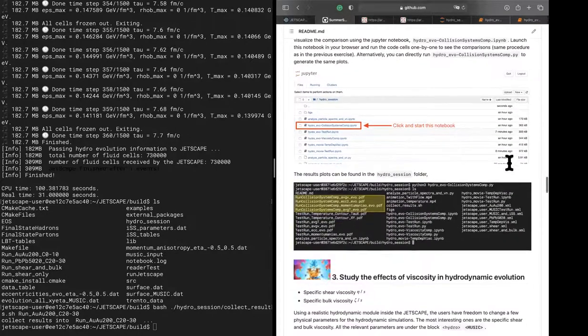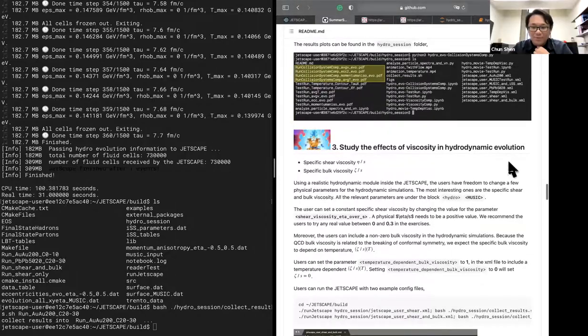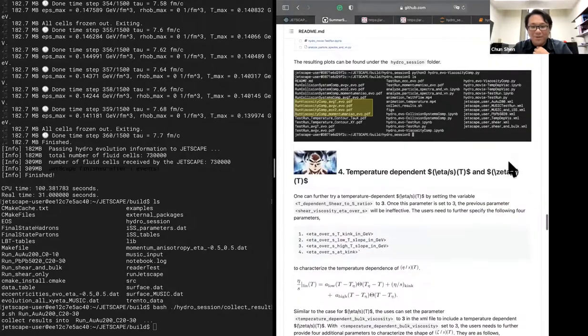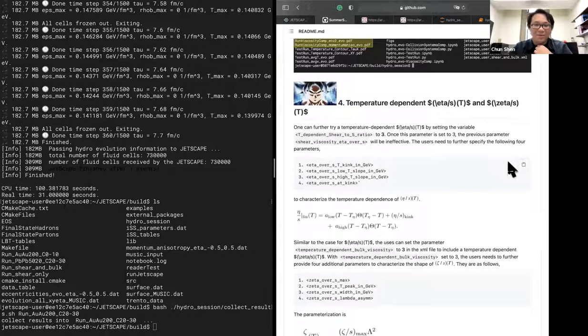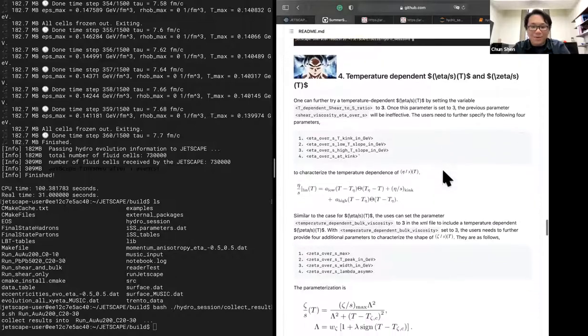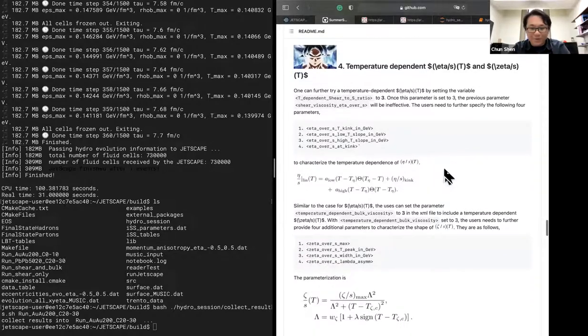It's 9:59. Okay, now we can go to maybe the ultimate one. Now you're familiar with a little bit of the knobs that we have in JETSCAPE to change the initial collision systems or the properties of the QGP medium. What we actually want to extract are the transport properties like shear and bulk viscosity as a function of temperature when we do model to data comparison.